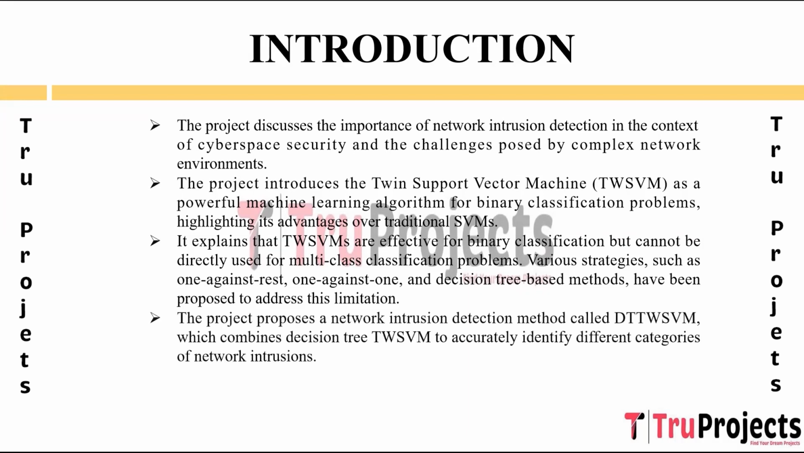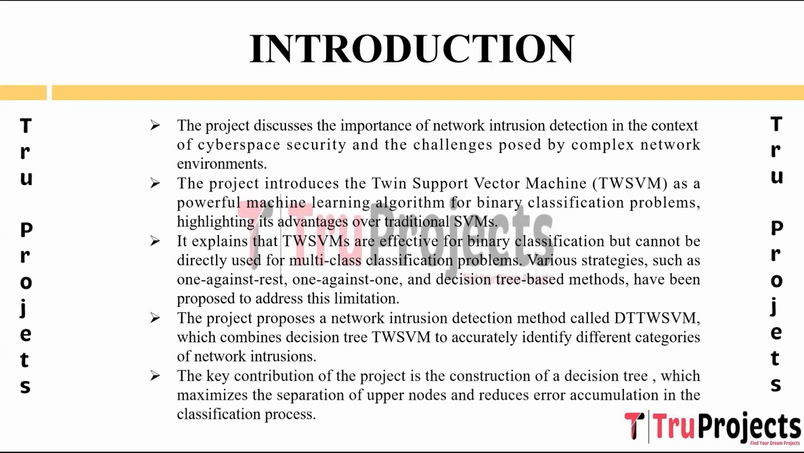The project introduces a novel method named Decision Tree Twin Support Vector Machine (DTTWSVM) tailored specifically for network intrusion detection. This method combines the strengths of decision trees in handling complex classification problems and the powerful binary classification capabilities of twin support vector machines. DTTWSVM aims to accurately classify and identify different categories of network intrusions using this hybrid approach.